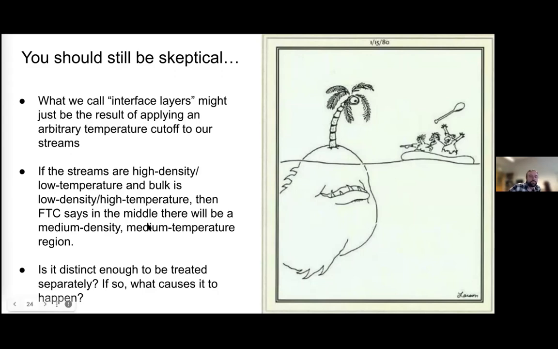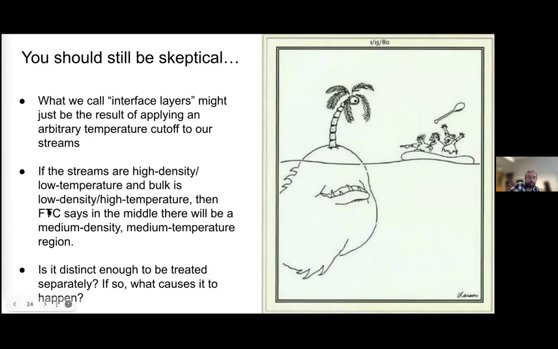Especially since, if you have high density and low temperature regions and low density, high temperature regions, and it varies continuously, then the fundamental theorem of calculus says that you will eventually get to a medium temperature, medium density region. So is it really distinct enough to be treated separately? Should we think of the interface layers and the clouds as two separate things, or should they just be considered the clouds, which increase in density as you go to the edge?